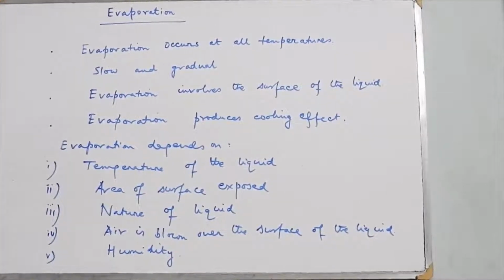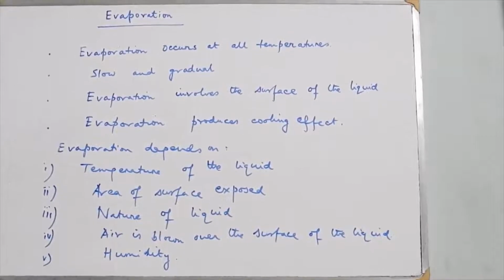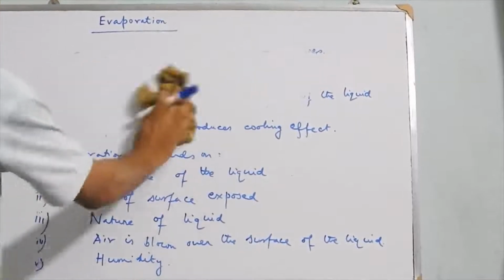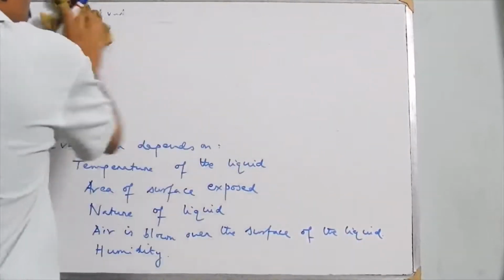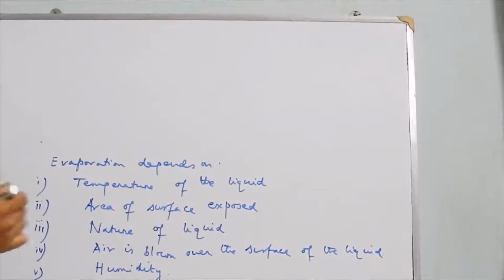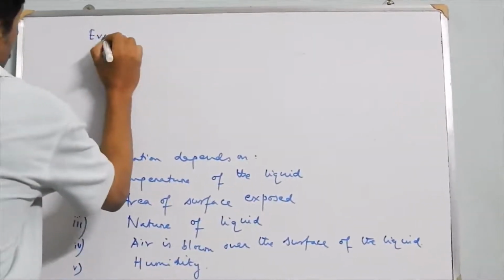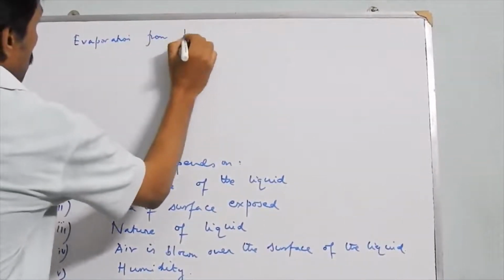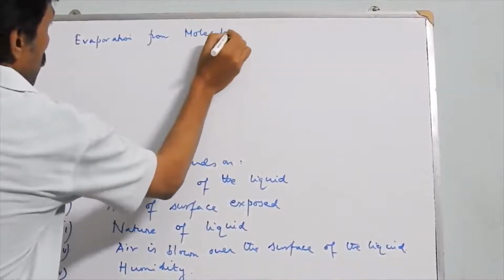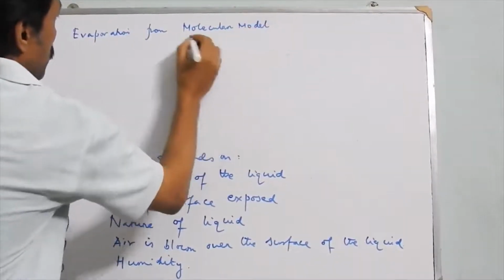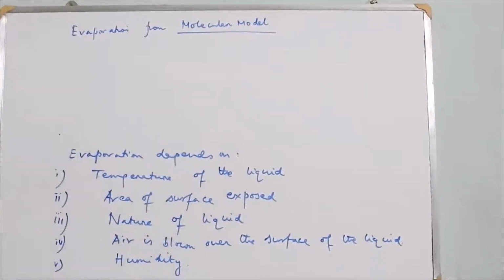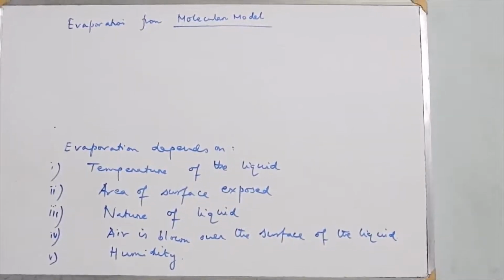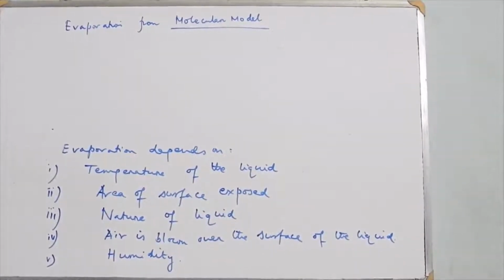Now we try to explain evaporation on the basis of the molecular model, as we have discussed in the case of boiling. It definitely depends on the motion of the molecules. The molecular model involves the motion of the molecules, and so it involves the kinetic energy of the molecules, and therefore evaporation can also be explained on the basis of the molecular model.